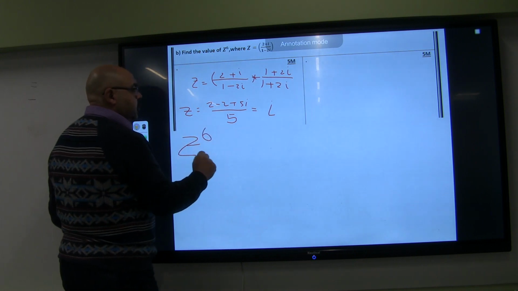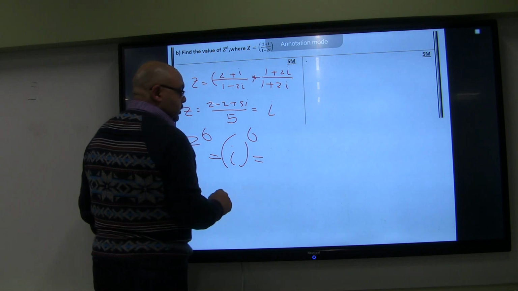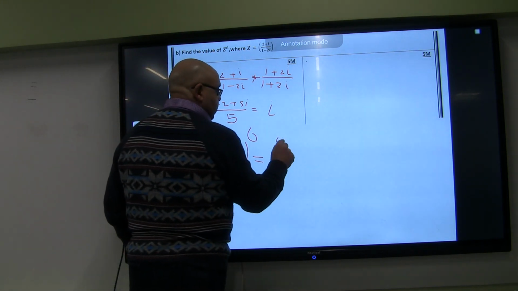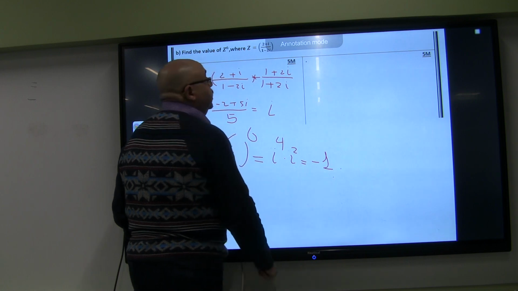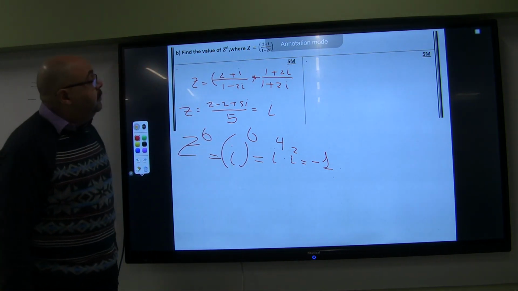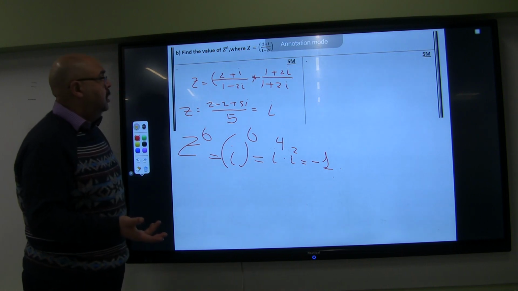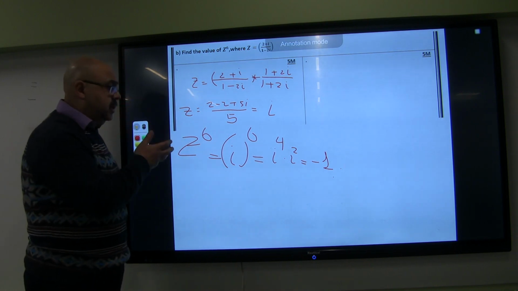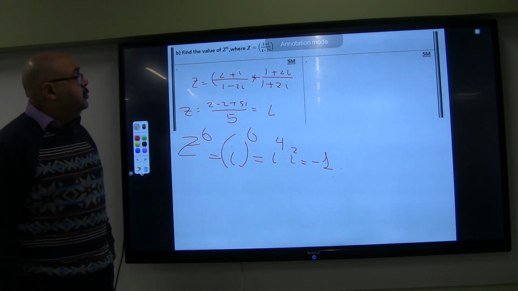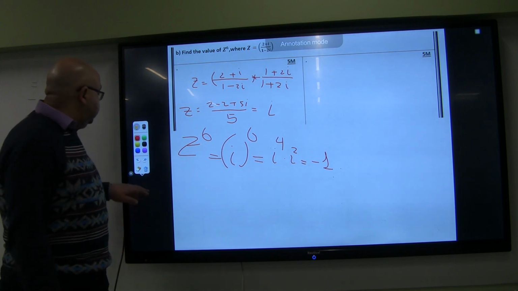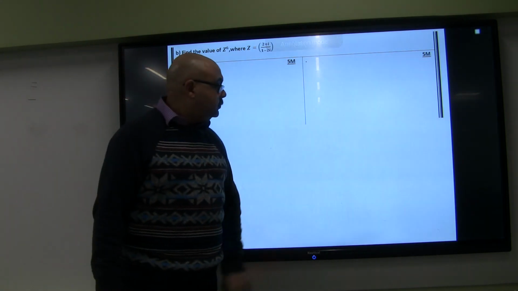If you want the value of z to the power of 6, it's i to the power of 6, which is i to the power of 4 times i to the power of 2, so you end up with negative 1. Really very simple. You had to find the conjugate, do the multiplication, then the substitution. Unfortunately, some of you didn't solve this problem, but please do review the complex numbers problem.